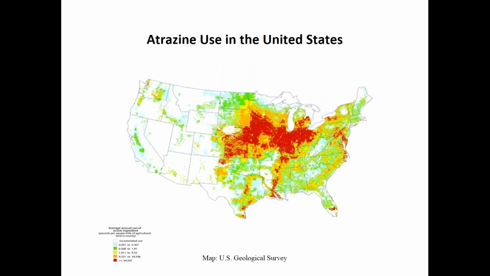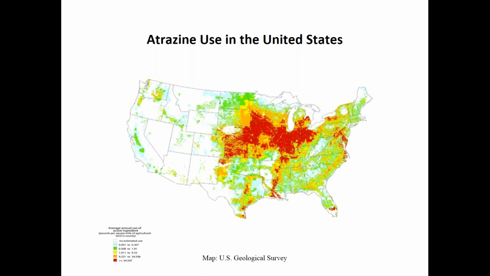Okay, we're going to move right along here and talk a little bit about atrazine. Atrazine, as you all know, is a heavily used herbicide. This map is from the U.S. Geological Survey and shows atrazine use in the United States, and I think this is a fairly recent year, maybe 2-3 years ago. The map doesn't change all that much.